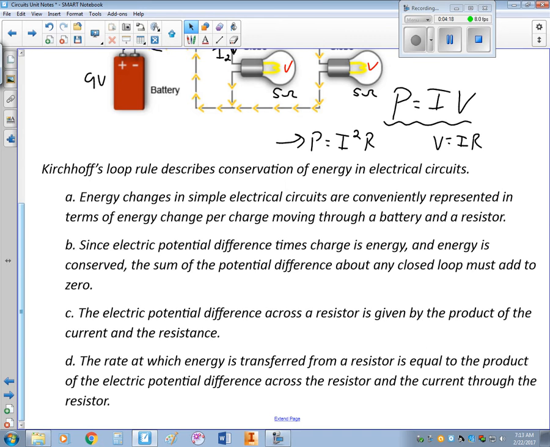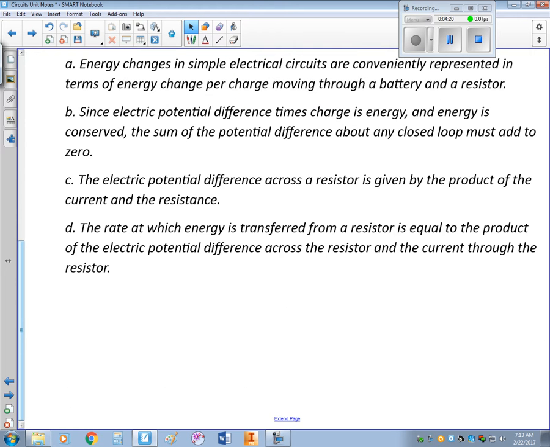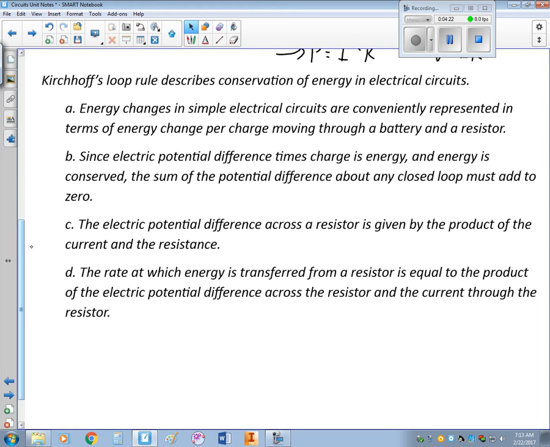All right, now, Kirchhoff's rules. We've gone over them in the last video, but let's take a second and review. They describe conservation of energy in electrical circuits. Energy changes in simple electrical circuits are conveniently represented in terms of energy change per unit charge through the batteries. That's voltage. Voltage is energy per coulomb. Since electrical potential difference, remember that's voltage, multiplied by charge is energy, and energy is conserved, the sum of the potential differences about the closed loop must add up to be 0.